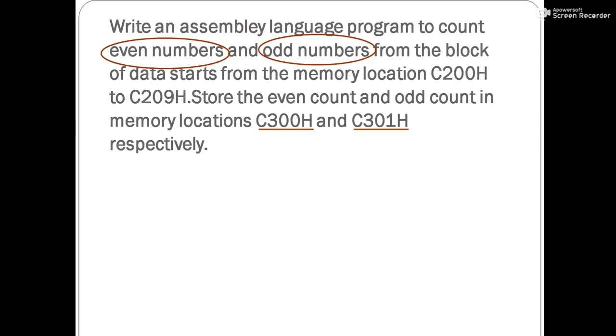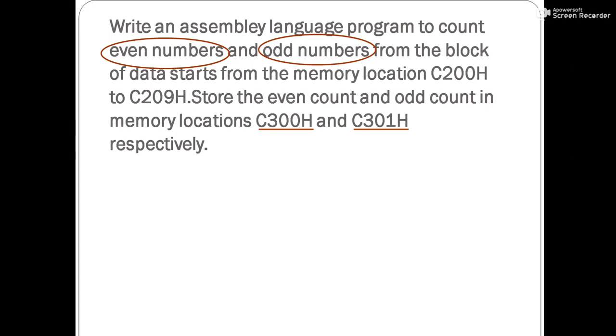Here the data will be stored in memory locations C200H to C209H. Means there are a total of 10 memory locations, means 10 data will be stored in these memory locations. And out of the 10 data, we are going to separate out even numbers and odd numbers, and that count will be stored in C300H and C301H respectively.